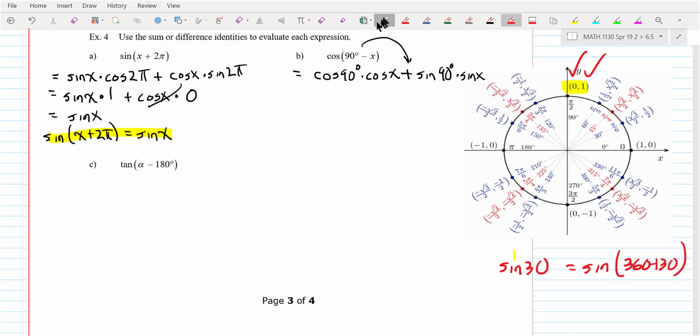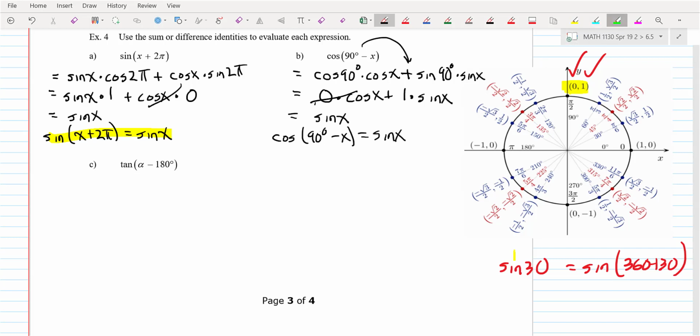Okay, so what you would get here is cosine of 90 is 0 this time. Bring down the cosine of x. The sine of 90 is 1. So we get sine of x like this then. Okay, that would cross out and go to 0, of course. So you'd end up getting sine x. So what we have is, and I'm curious if any of you recognize this identity, because I've already taught it to you. Do you recognize this identity by any chance?